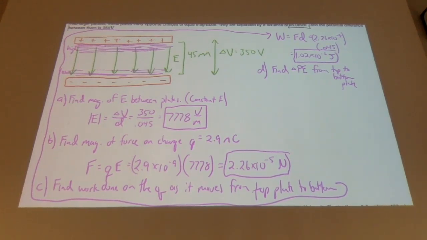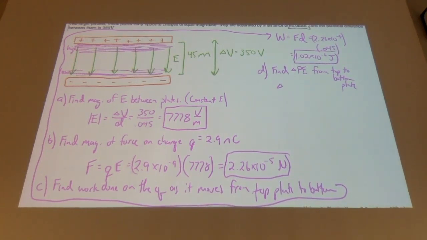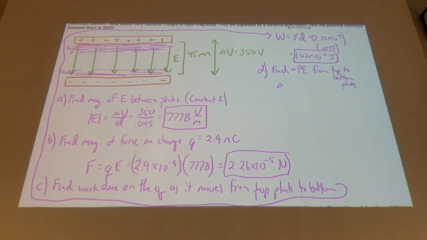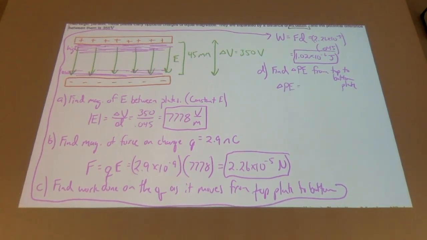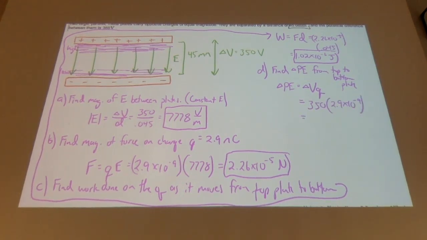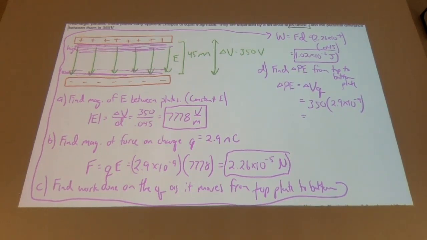Okay? So we can find the change in potential energy by using an equation from last week. Delta PE, or delta U, is the same thing, is equal to the change in the potential times Q. The change in potential is just 350, and Q is 2.9 times 10 to the minus 9 coulombs. Or you didn't even have to do that, because we already had the answer.